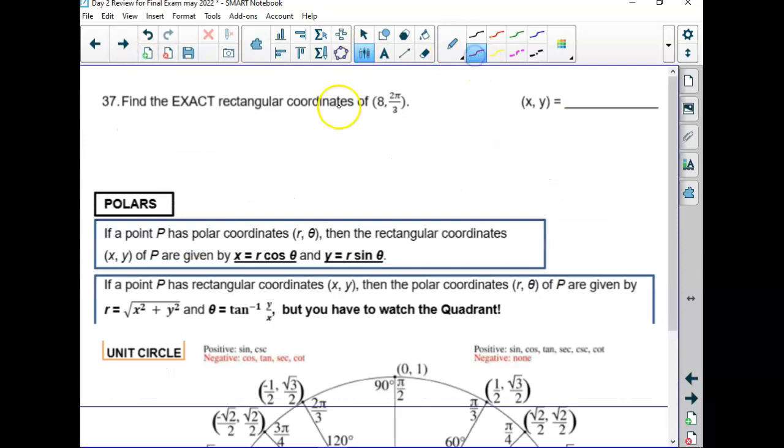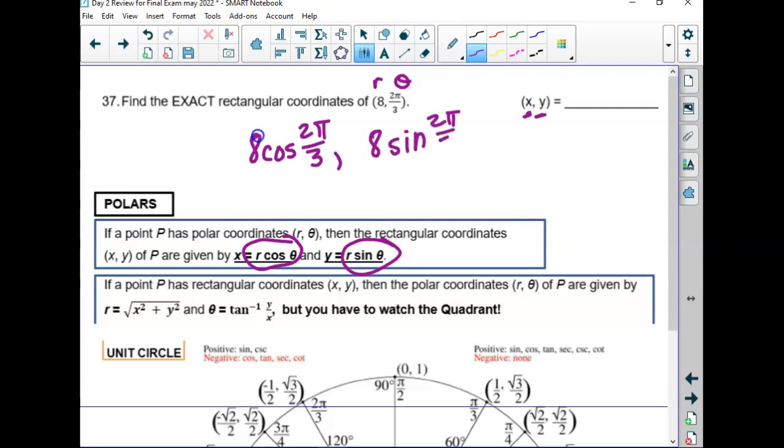All right, this is a polar question. Polars are on the top of page 2 of your reference sheet. You're welcome. Okay, you had to memorize this earlier this year, but I'm giving it to you now. To find the x over here and to find the y over here, you just do r, and this is theta. So you do 8 cosine 2 pi over 3, and then 8 sine 2 pi over 3. It does say exact. It is a multiple choice question.